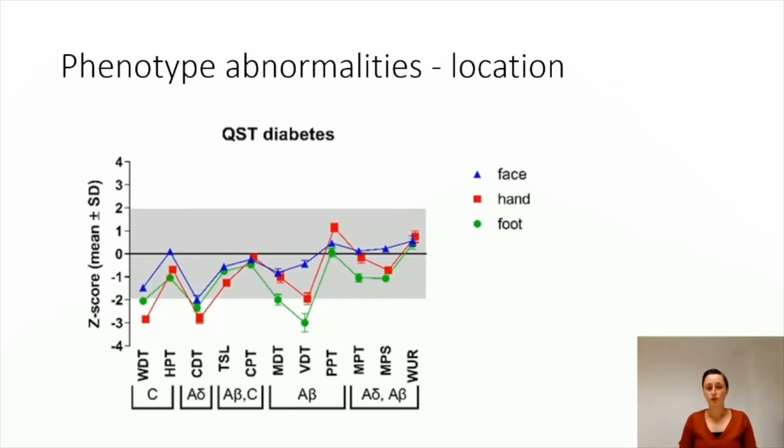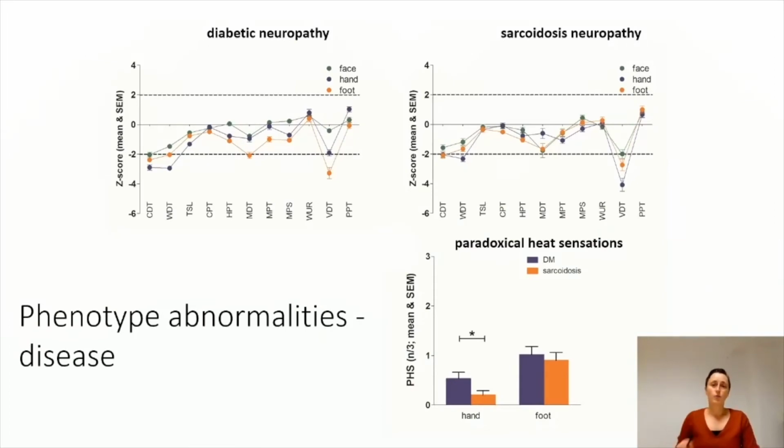We can even look at those test abnormalities if we group them by the type of nerve fiber that they actually test. So you can see that some of the C fiber testing may be abnormal on the hand, while some of the A beta fiber testing may be abnormal on the foot. As such, we can look at different tests, different locations, and different types of pain patients. We believe that if we classify patients this way, we can understand more about their underlying disease pathophysiology, but it can also guide how we should treat these patients.